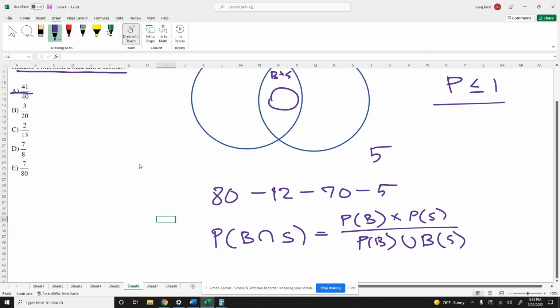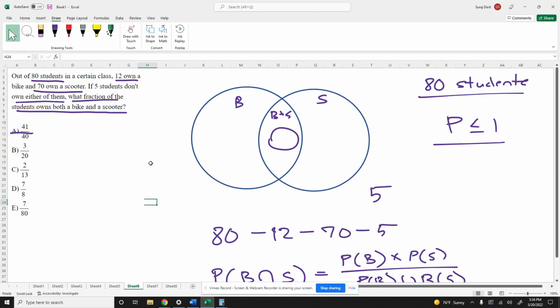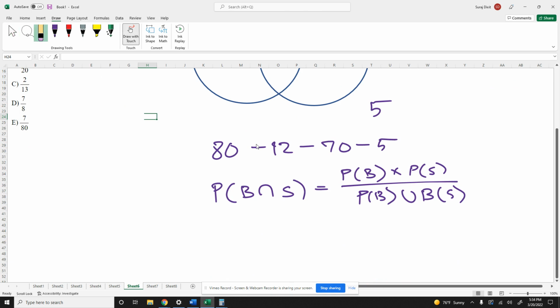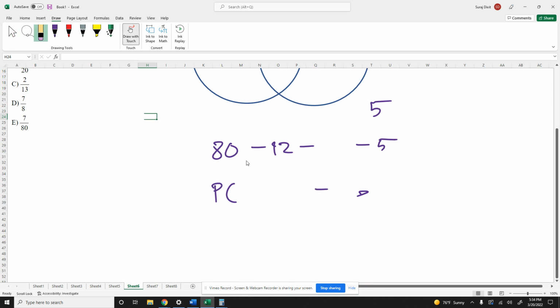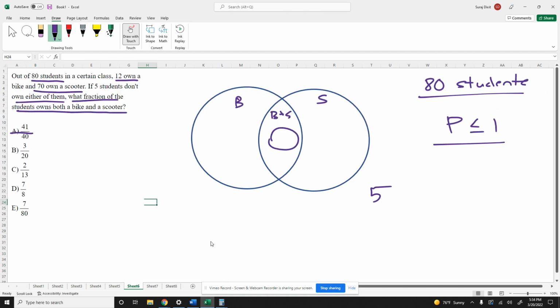Okay, I'm overthinking this a little bit. So this is not the case, I apologize. Let me go back a little bit. I think what you can do is just multiply them, can't you? Probability of bike and scooter is equal to probability of bike times probability of scooter. But the probability of bike includes everything, including those who own both a bike and a scooter. That's also included for the probability total, right?